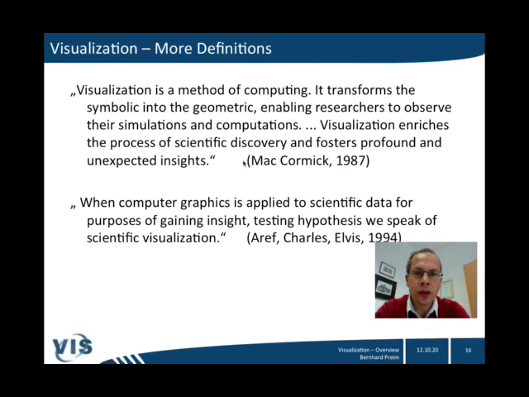It transforms the symbolic into the geometric. What could be the symbolic? For example, it could be a database, yeah? A large table with many numbers on a certain phenomenon. And that is translated into the geometric, into something that you can view, that you can perceive, where certain shapes are used and colors are used.